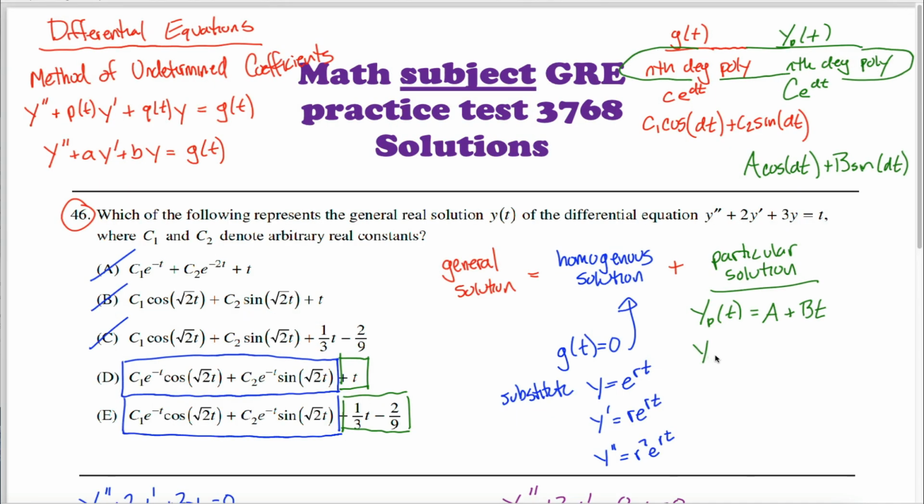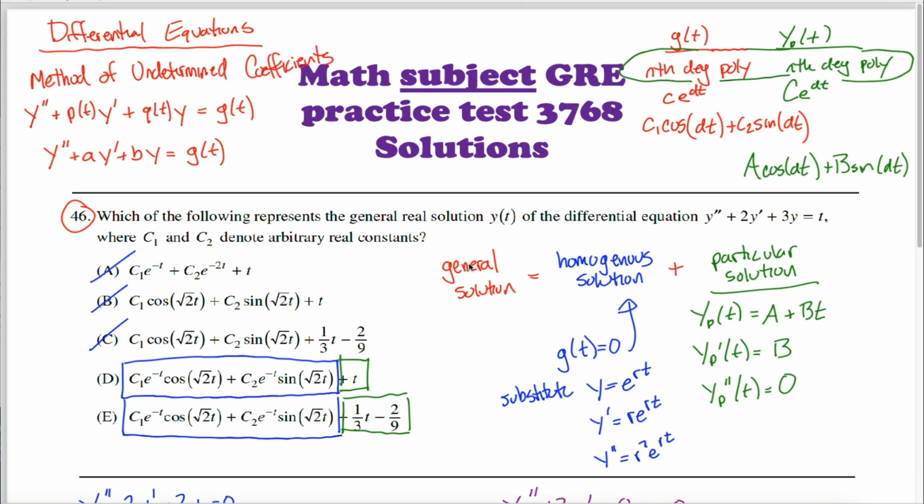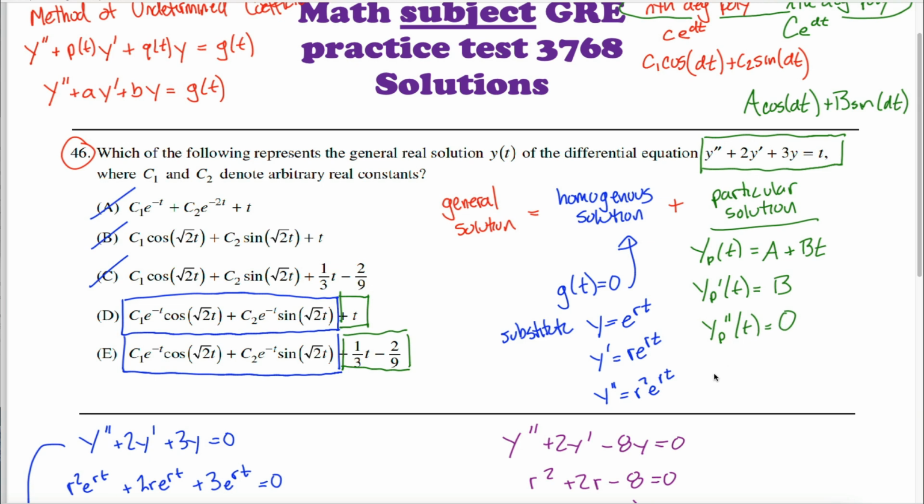So the first derivative here, pretty easy to figure out. This goes away. This just turns into a b. The second derivative even easier. This is a constant, so the derivative is just 0. I'm going to take this information and substitute it into the original differential equation. So instead of writing y double prime, I can just write 0. Instead of writing 2y prime, I can write 2b. Instead of writing 3y, I can write 3 times a plus bt. That should be equal to t.